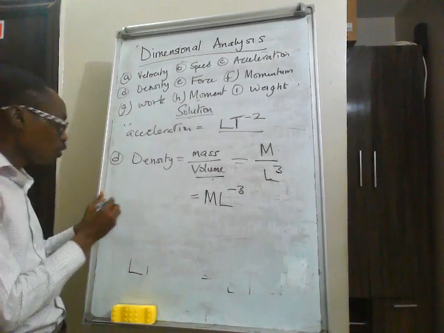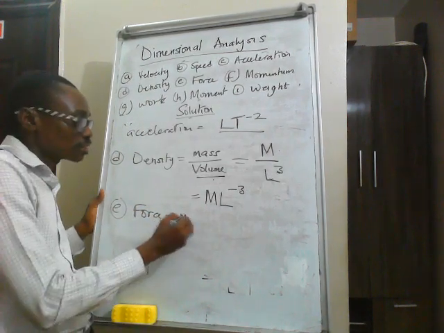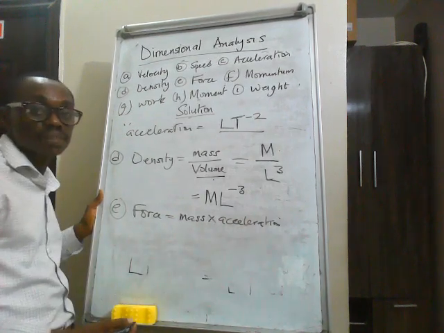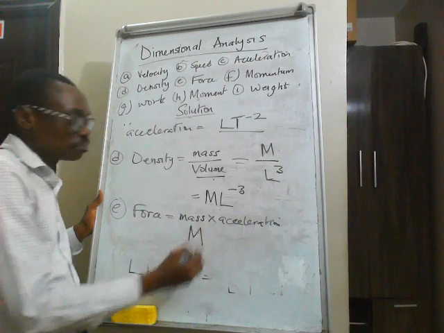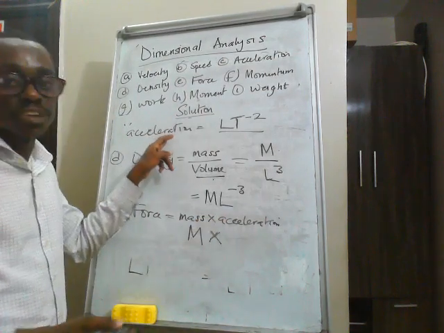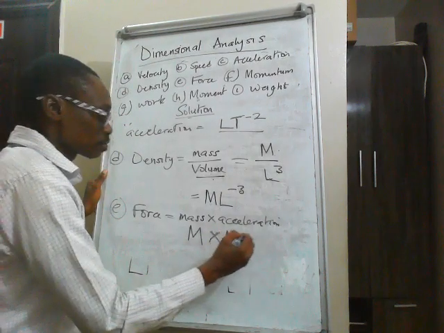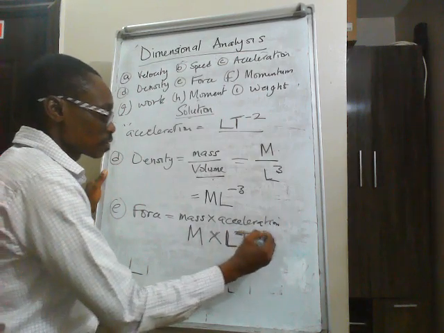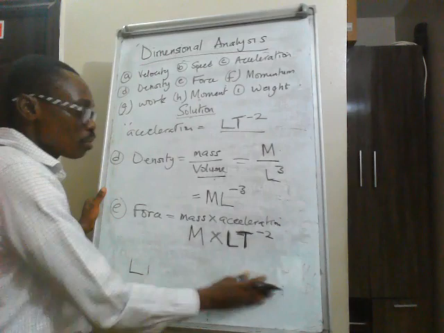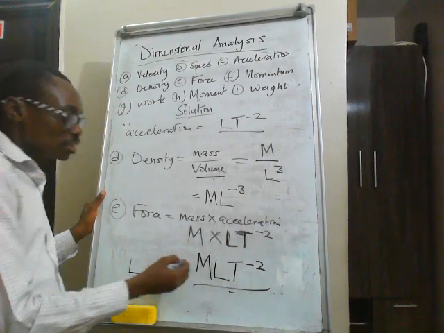So the next one we are going to is force. Force is equal to what? What's the formula? Mass times acceleration. Now the dimension of mass is capital M. What is the dimension of acceleration? We've already solved it, it's still here on the board. It's LT raised to power minus 2. So when we put everything together, for force we have MLT raised to power minus 2. This is the dimension of force.